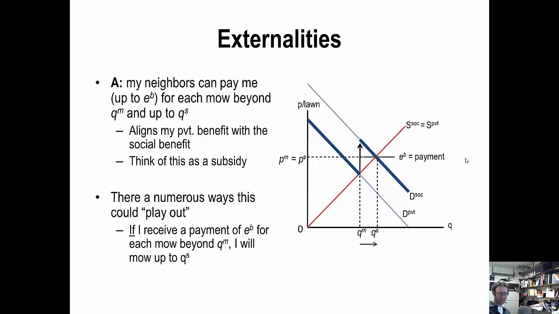So this example here, where the payment that I receive is set equal to the external benefit that I produce, isn't actually all that unrealistic if we can actually trade in that externality, right? They can pay me for this.